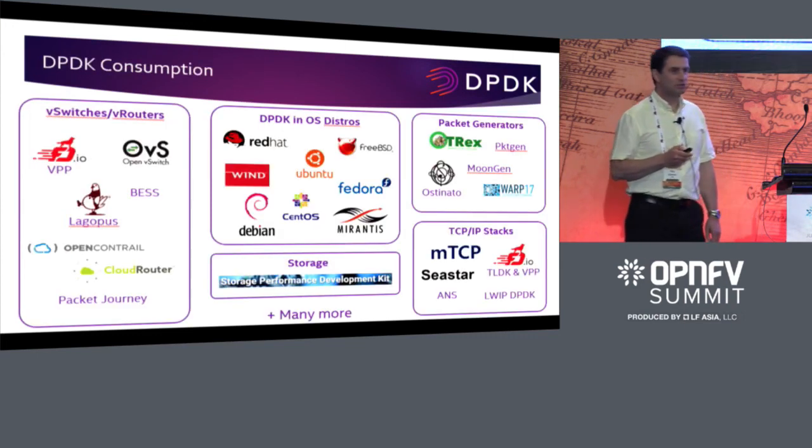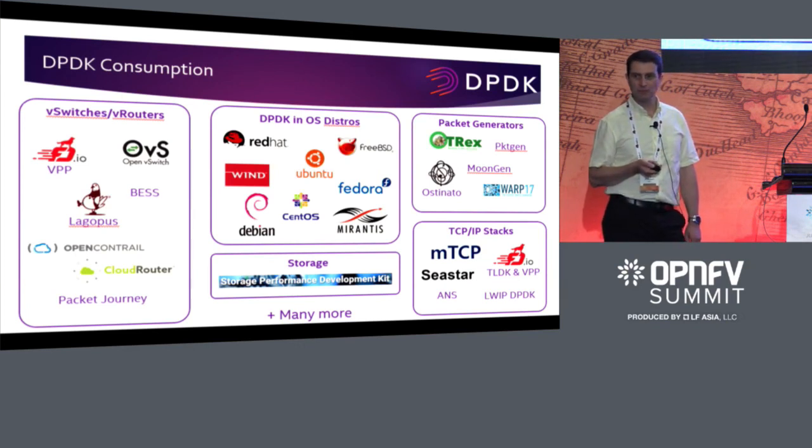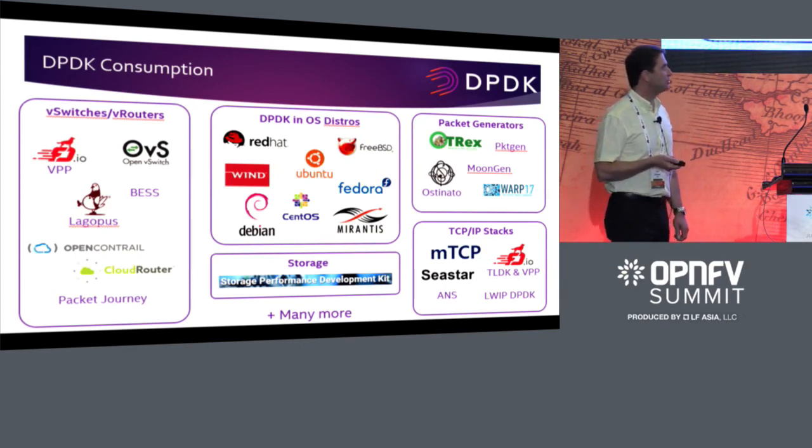So just one slide in terms of DPDK consumption. This is just looking at, well, I guess the box in the middle, the DPDK and OS distros, listing out places where DPDK is packaged. And that's grown steadily over the last couple of years. I think we started with Fedora a couple of years ago, and then FreeBSD, and it's kind of steamrolled from there. But DPDK gets packaged in all the main OS distros now, so it's just an alternative distribution mechanism.